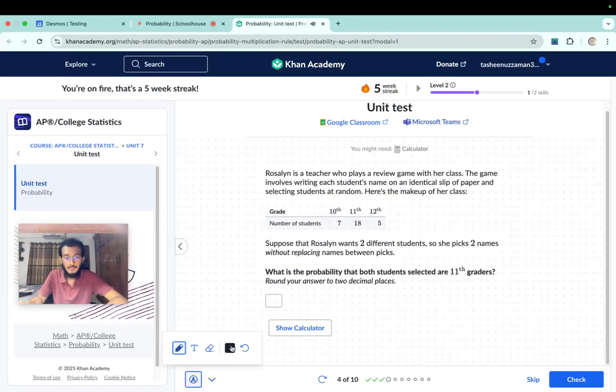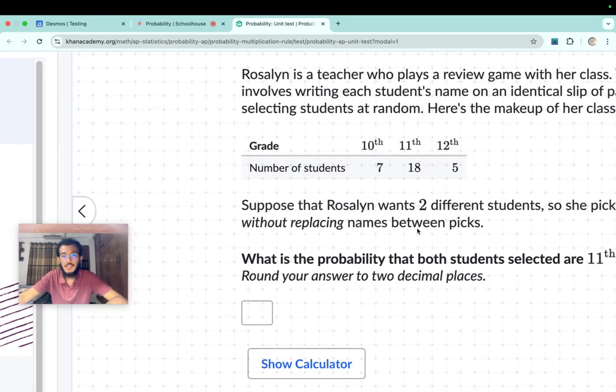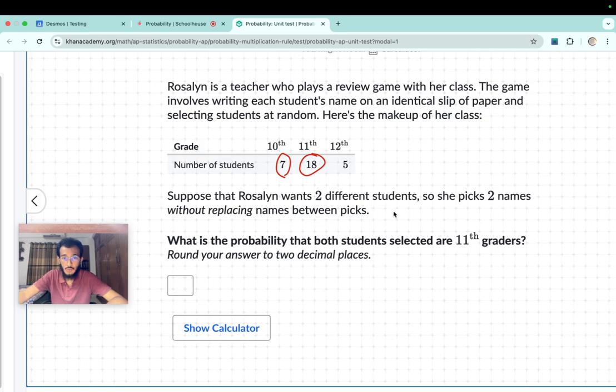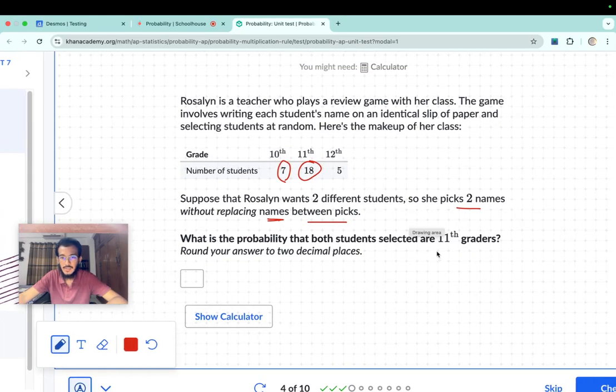All right, for the third question. Rosalind is a teacher who plays a review game with her class. The game involves writing each student's name on an identical slip of paper and selecting students at random. Here's the makeup of her class: 7 students studying at grade 10, 18 at grade 11, and 5 at grade 12. Suppose that Rosalind wants two different students, so she picks two names without replacing names between picks. What is the probability that both students selected are 11th graders? Round your answer to two decimal places.